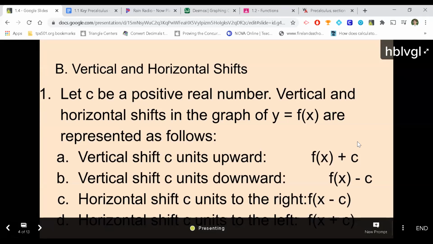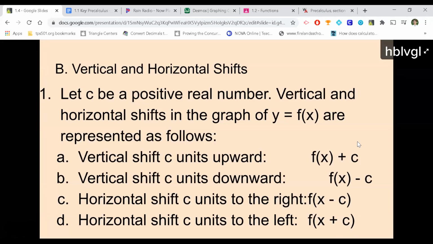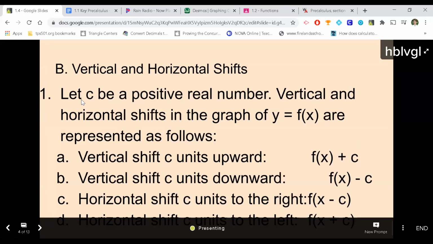Okay. So if we want to shift one of those graphs to the left, right, up, or down, here's how we do it. We're going to use a positive real number c. A vertical and horizontal shift in the graph of f of x are represented as follows. If I take f of x and add c to it, tacking it onto the end of the function, it will move it upward c units. Minus c moves it downward.